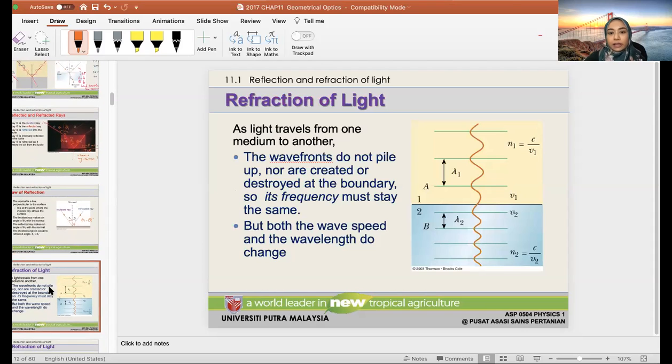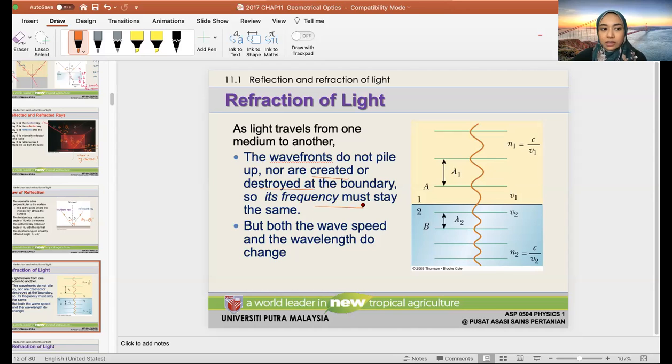Okay, so refraction of light. As light travels from one medium to another, the wavefronts do not pile up nor are created nor destroyed at the boundary. Light is a type of energy, which means that it can't be created or destroyed. If it is not being transmitted, it will go somewhere else. It will not disappear suddenly. If you can't see it there, it's somewhere else because it's energy. So light is energy, which means that it can't be created or destroyed, so its frequency must stay the same.